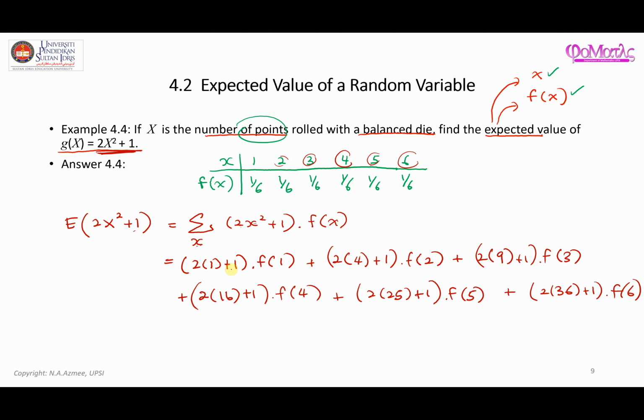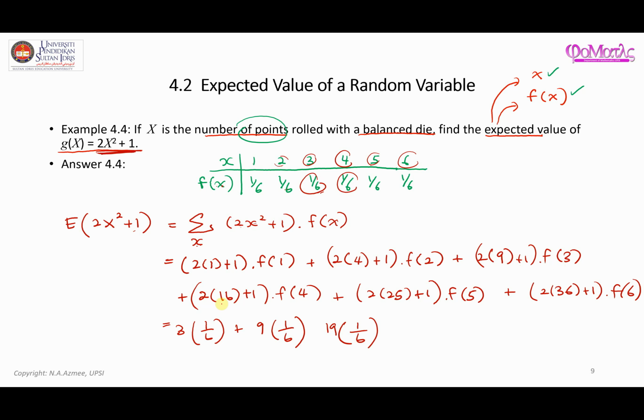So this one is 3 times, what is f1? f1 here is when x is equal to 1, f1 is 1 over 6. So 3 times 1 over 6. Plus, this one is 8 and 9. What is f2? When x is 2, this is 1 over 6 as well. This one is 18, 19. So 19, the same thing, f3 is also 1 over 6. You are multiplying with that.